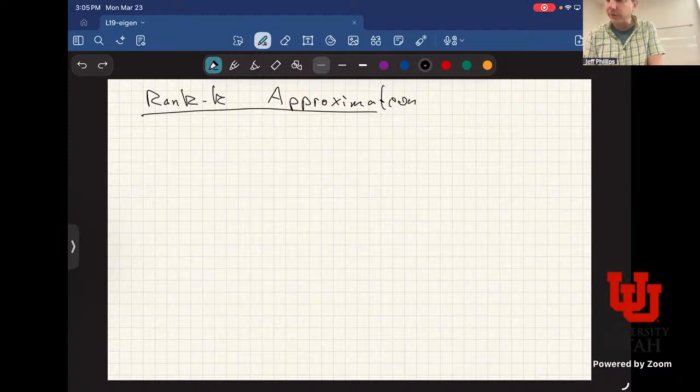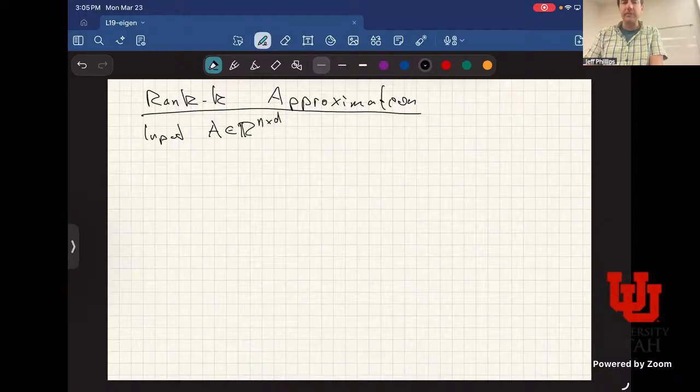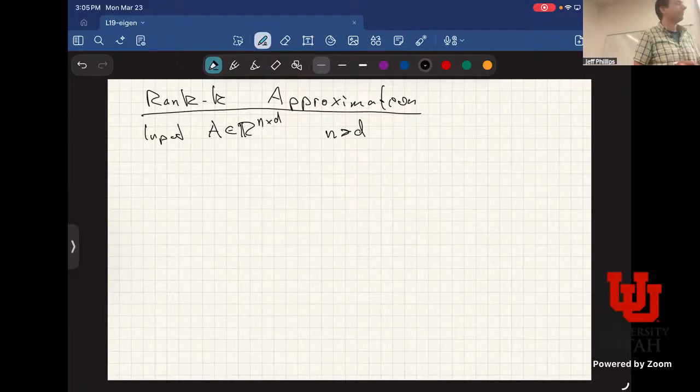Well, we will start with our input, which is going to be a matrix A, an N by D matrix. We're going to assume, as we usually do, that N is greater than D. You could do everything backwards if D is greater than N, but it's easier to think about it this way, or at least we're being consistent.